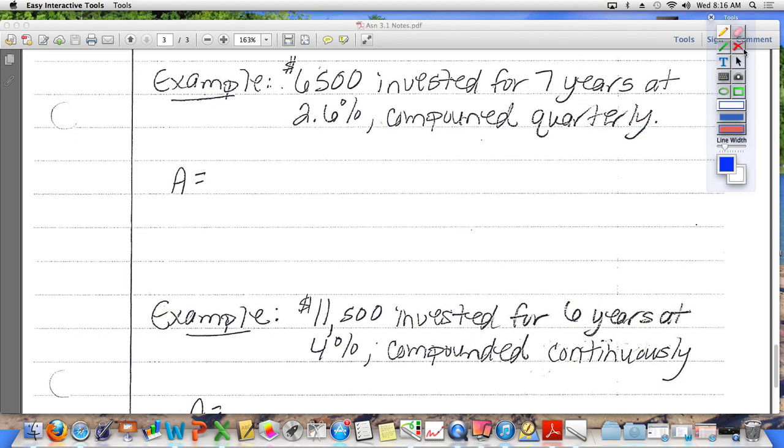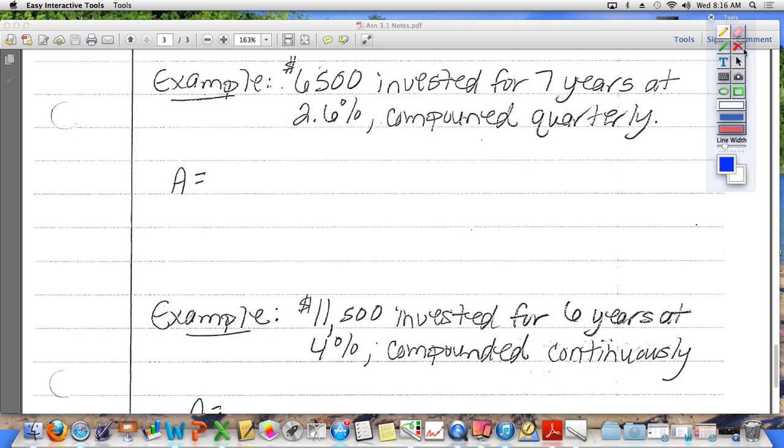So you have to decide what formula you're going to use. Are you going to use the PERT formula? Remember we talked about the P e to the rt power formula. You're going to use the first one. Why? Because it tells how many times it compounds per year. Exactly. How many times is it being compounded per year? 4 times per year. How do you know? Because it says quarterly. Very good.